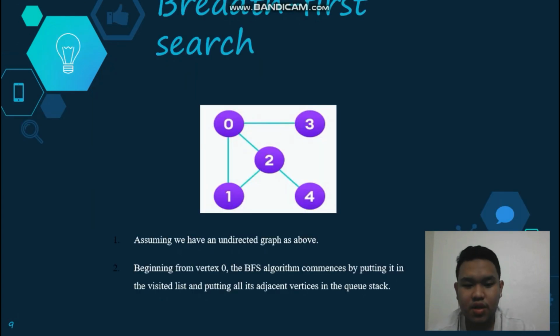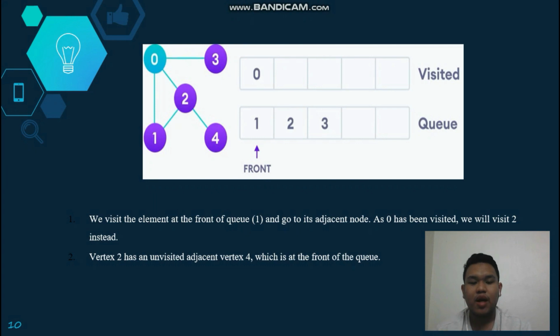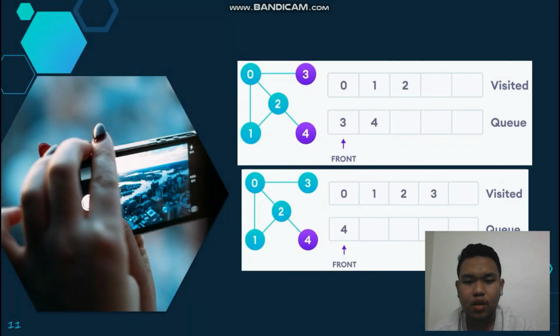For breadth first search, we assume we have an undirected graph as above. Beginning from vertex 0, the breadth first search algorithm commences by putting it in the visited list and putting all its adjacent vertices in the queue. We visit the element at the front of the queue, which is 1, and go to its adjacent node. As 0 has been visited, we will visit 2 instead. Vertex 2 has an unvisited adjacent vertex 4, which goes to the back of the queue. So this is the figure.